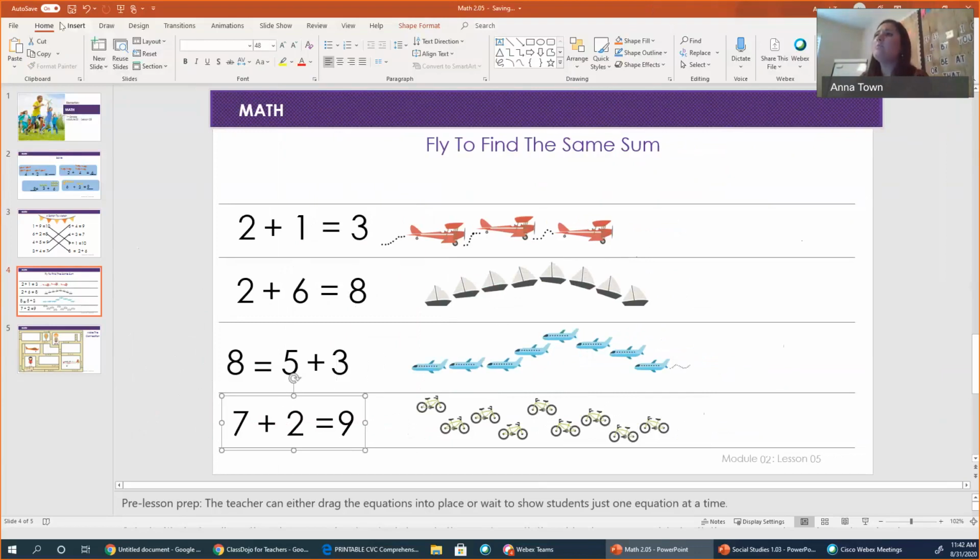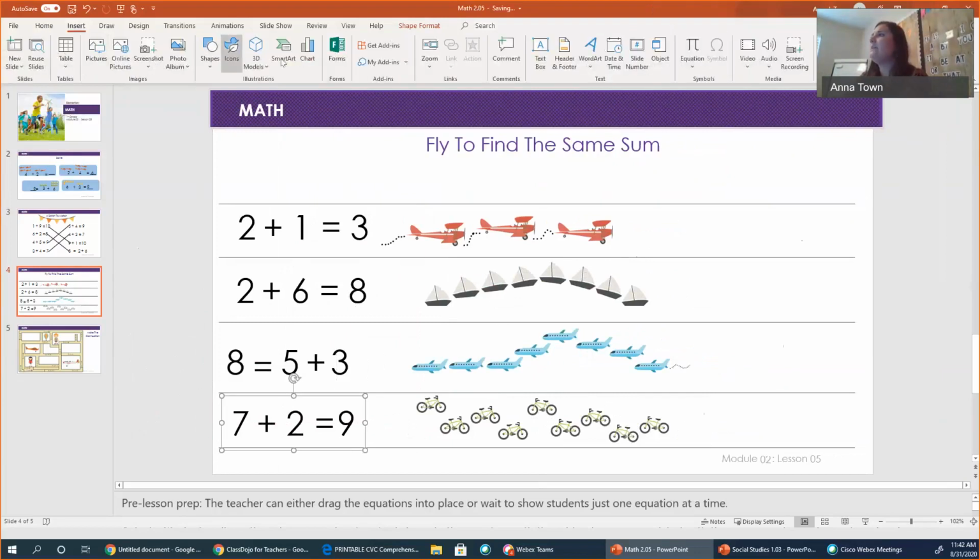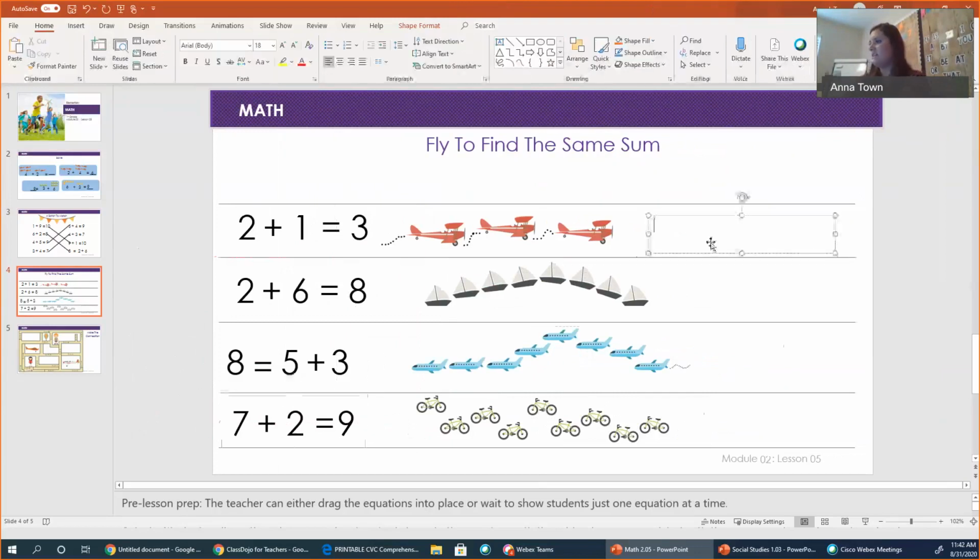So now what we are going to do, boys and girls, is write the other way we can show that equation. Let's take a look here. The other way we could write 2 plus 1 equals 3 is 1 plus 2 equals 3. So our sum stayed the same and it stayed last. What we did is we just rearranged the order of our addends. We put the 1 first instead of the 2 and then put the 2 second instead of first.